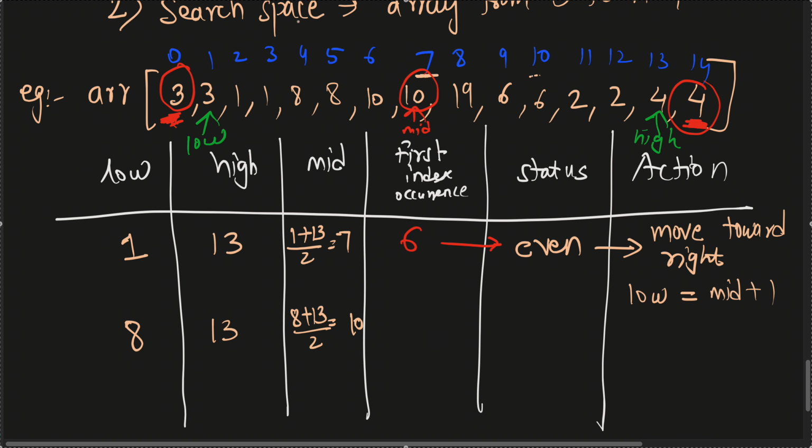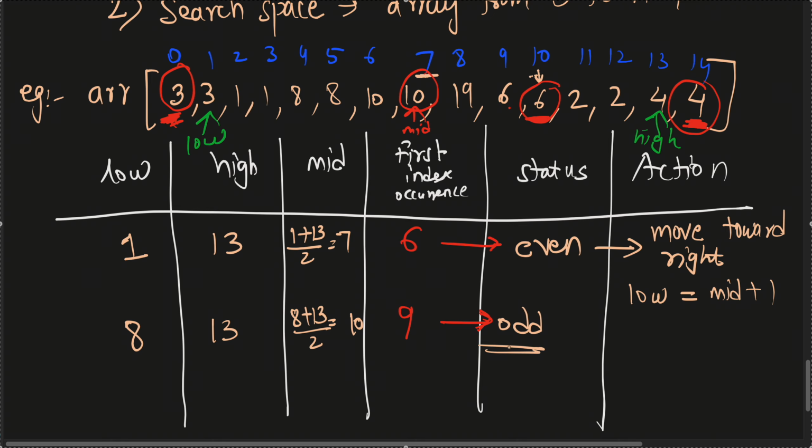Middle value index is 10. So at index 10, which element is present? It is 6. What is the first occurrence of this element? It is 9. So this 9 is even or odd? It is odd, right? So we will write this status is odd.